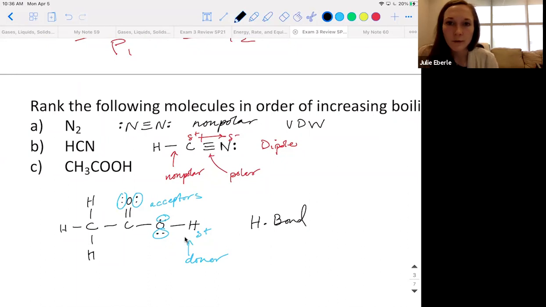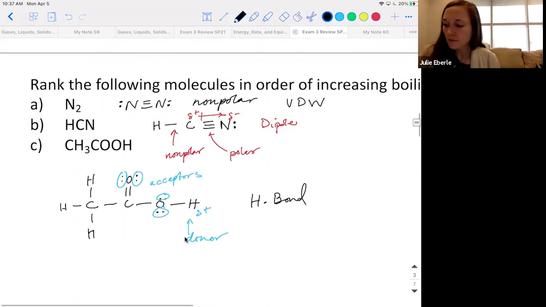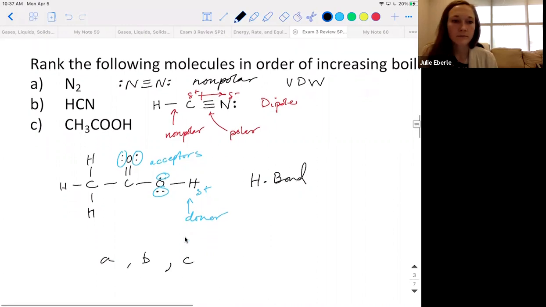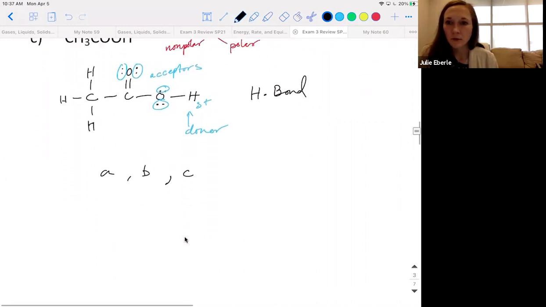So how should we order these from lowest boiling point to highest? Should it be A is lowest? Yeah, A, B, C. They're already in order. All right, A, B, C. A is the lowest, B is middle, C is highest. Questions on that?